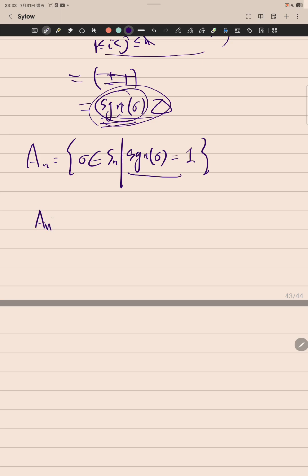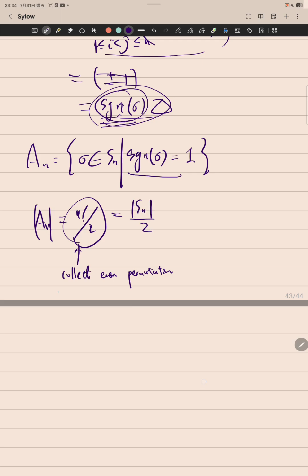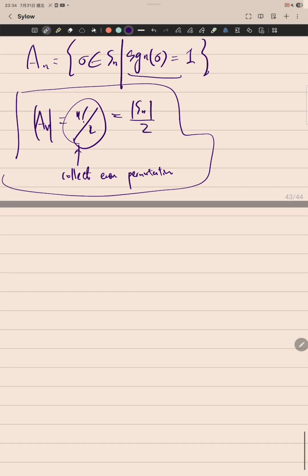The number of elements of An, where you collect all the even permutations, is n factorial divided by 2. Then the order of An is naturally the order of Sn divided by 2. Actually, you need to prove this, but it is slightly non-trivial.